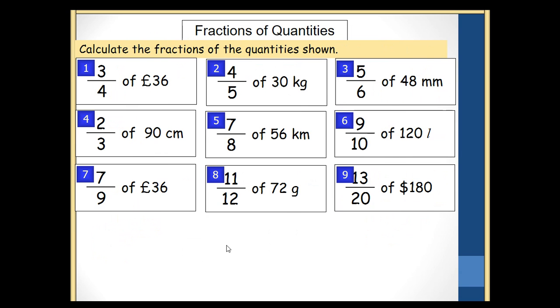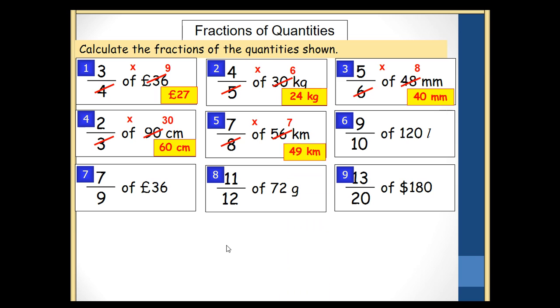Okay, let's have a look here. So I'm going to do the diagonal cross. 4 into 36 goes 9, and then 3 lots of 9 is 27. 5 into 30 goes 6, and 4 of 6 means 4 times 6, which is 24. 6 into 48 goes 8, 5 lots of 8 is 40. 3 into 90 goes 30, and then 2 of those makes 60. How many 8s are in 56? 7. 7 lots of 7, 49.